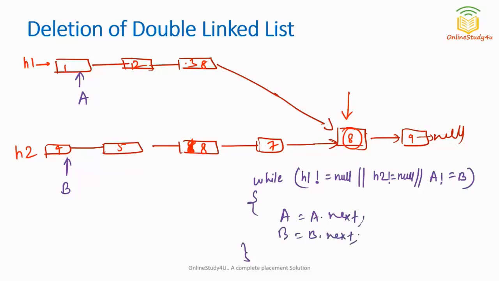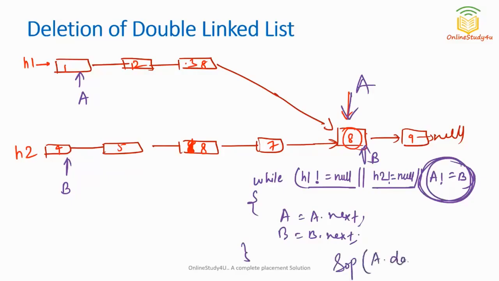So when will this stop? It will stop if both the linked lists are not intersecting, or when A is pointing to this 8 node and B is also pointing to this node. As soon as they are both equal, this loop will stop. Yes or no? Now can we just print A dot data? This is our intersecting node.